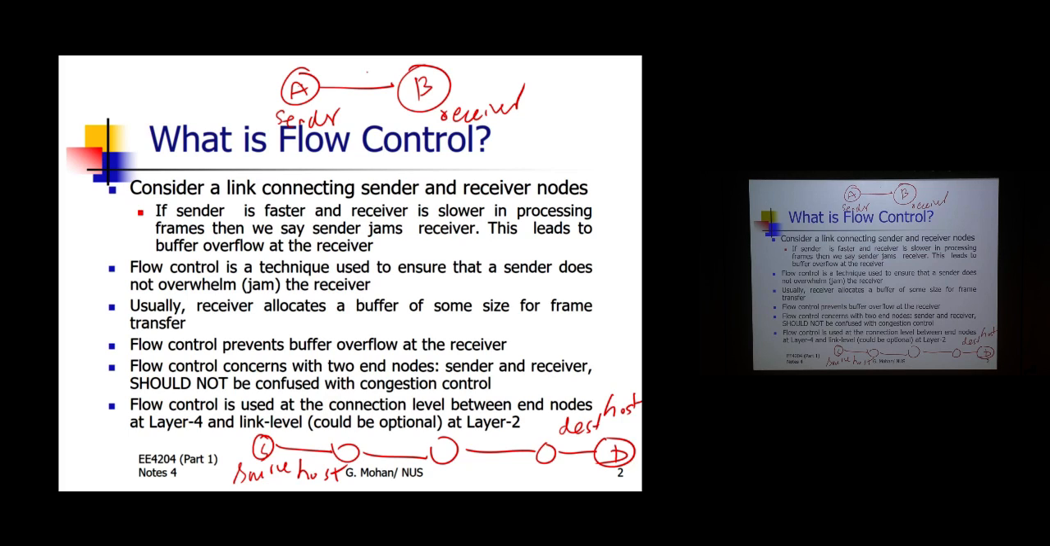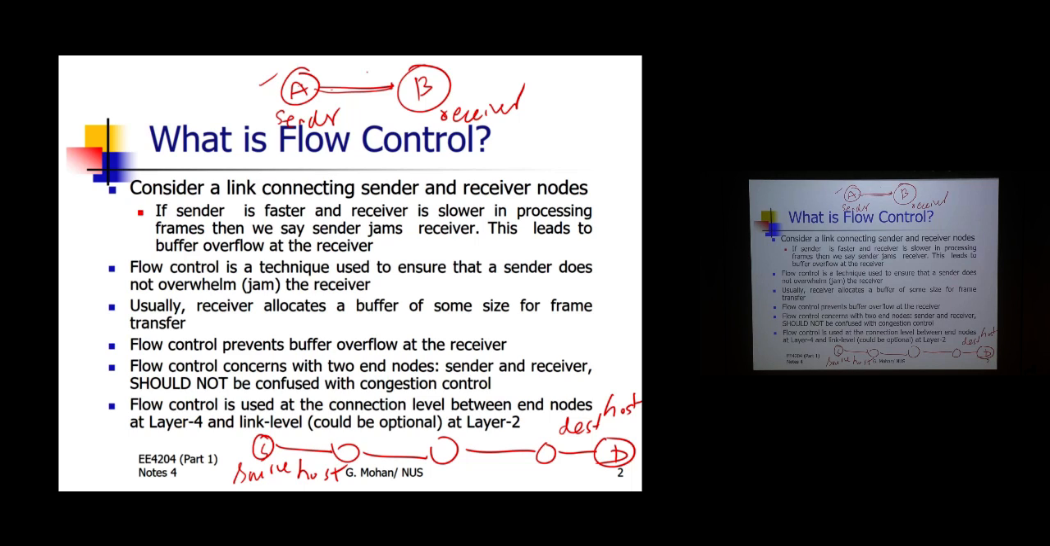Okay. For example, let's say there is a sender A which is transmitting frames. Here the packets means frames. Sender A sends frames to B: frame 1, 2, 3, 4, 5. This is going through a link which is connecting A and B. The link might have sufficient bandwidth. Let's say it's a high bandwidth link.